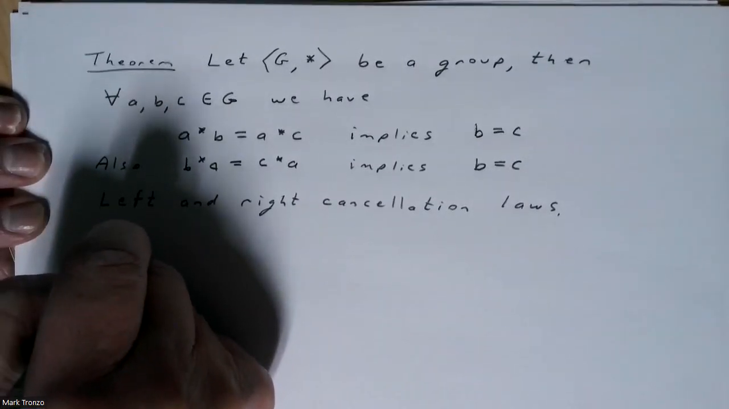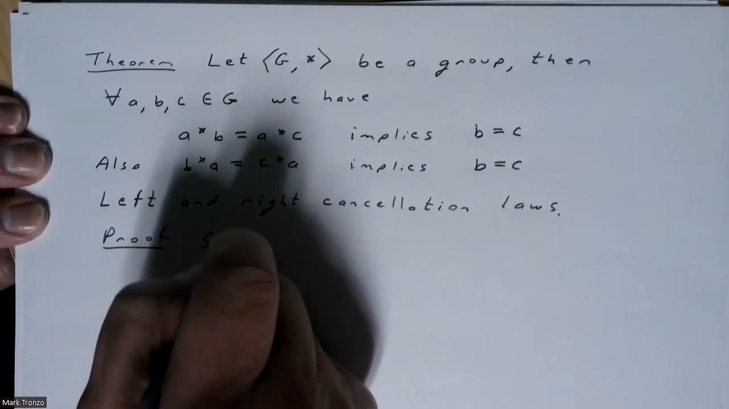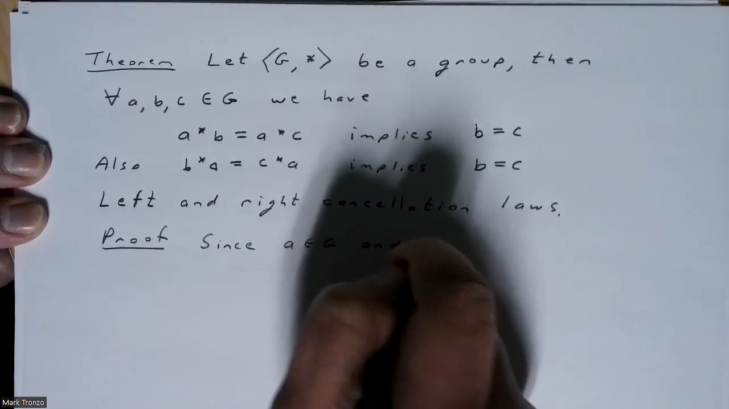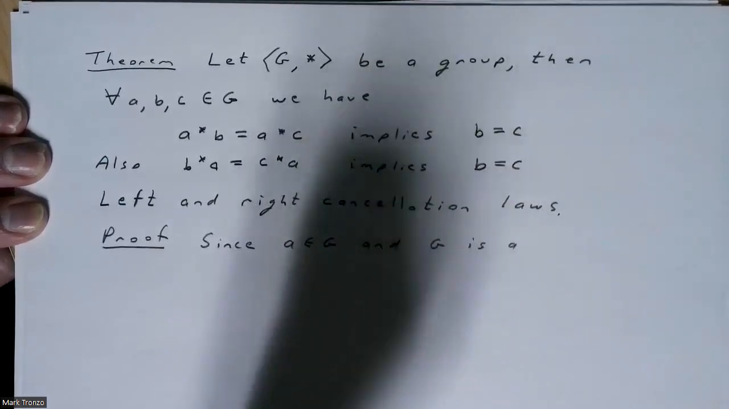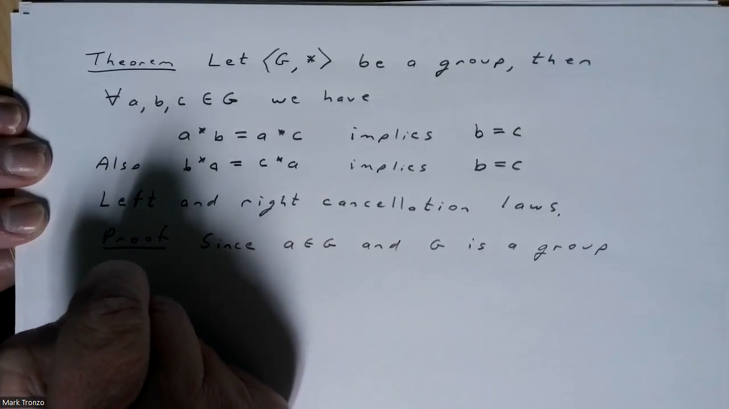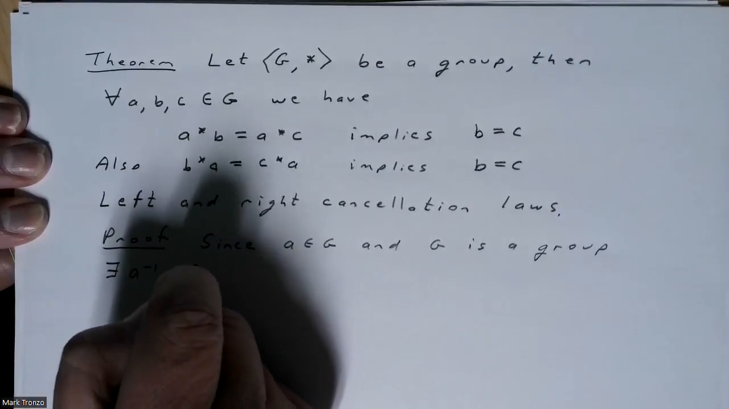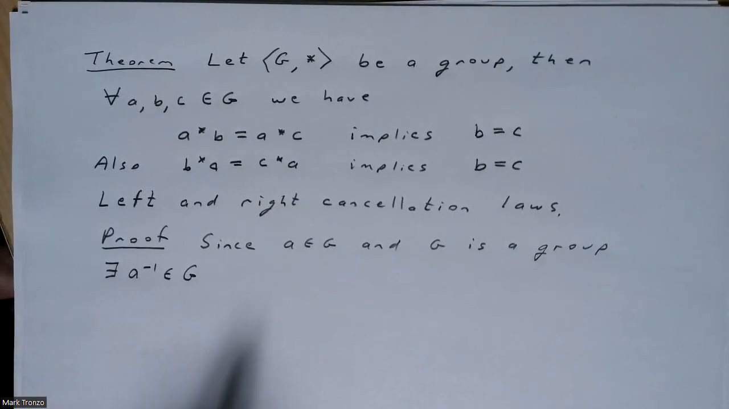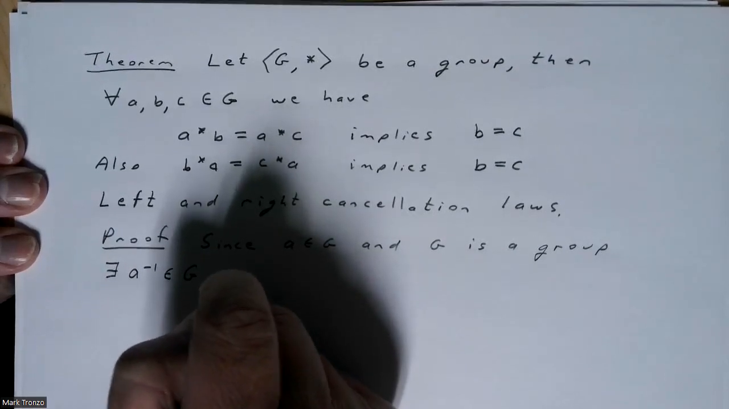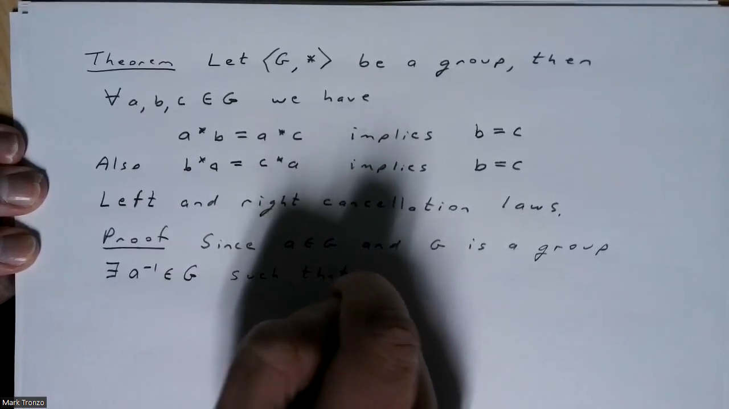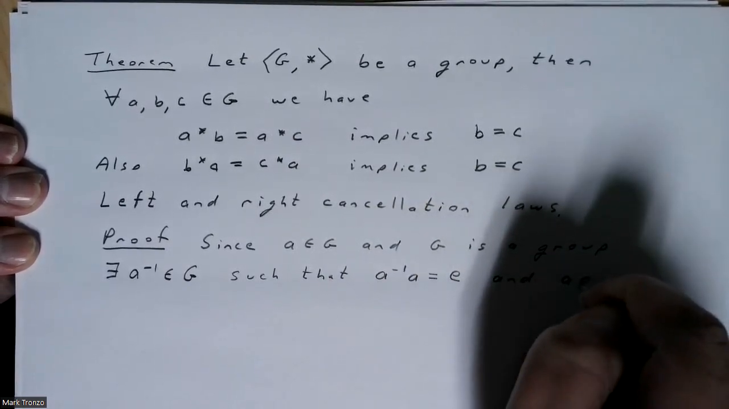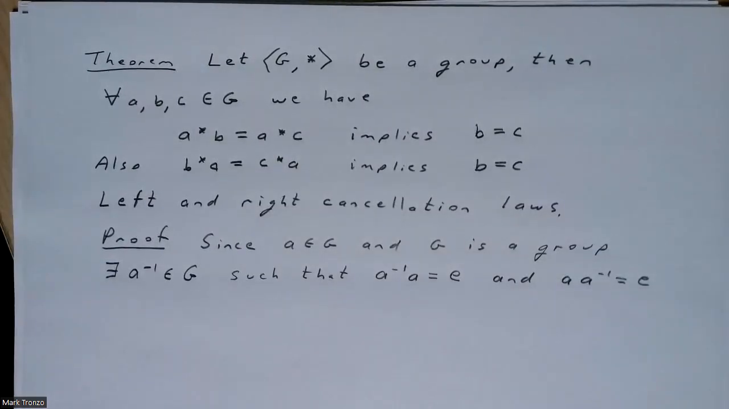And we can prove these. And we can say since A is in G and G is a group, there exists an inverse of A in the group G. Again, one of the properties of a group is that there's an inverse for every element that's in this group, such that A inverse A is the identity, and that same inverse written this way leads to the identity.